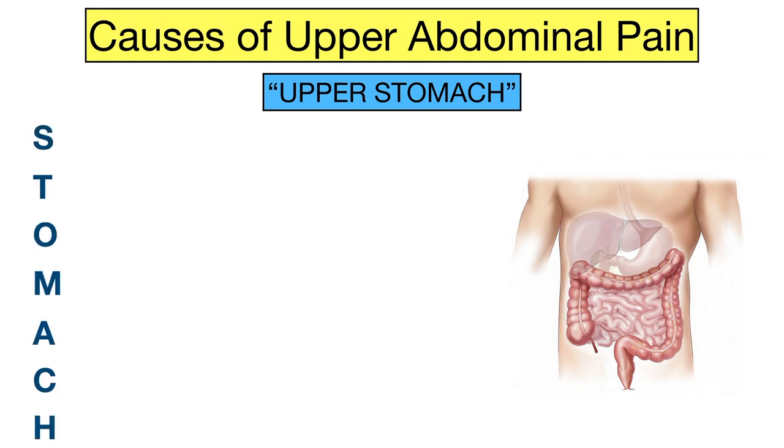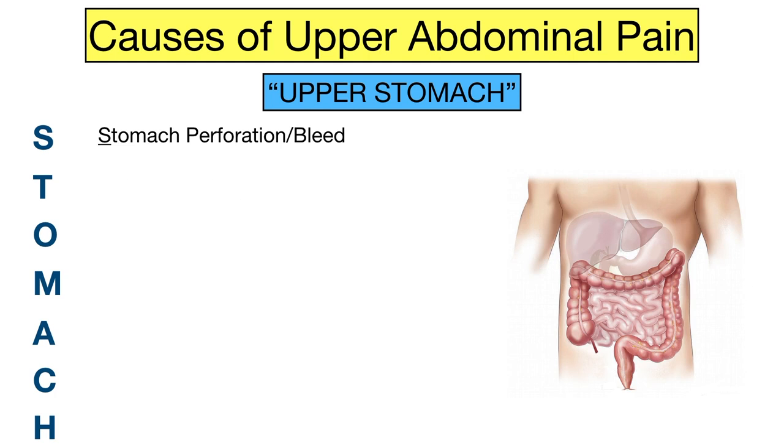Now let's walk through the word stomach. First we have the S, which stands for stomach perforation or bleed. This will help you remember gastric or bowel perforation, which is a hole that develops in the stomach or intestines. And this will also help you remember GI bleeds, which could potentially be caused by stomach or intestinal ulcers, which typically cause upper abdominal pain.